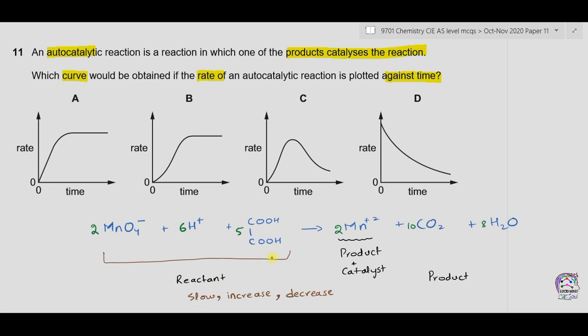So initially the rate of reaction will be slow as no catalyst is present. Then gradually the reaction rate will increase as more catalyst is being formed, and at last the reaction rate will decrease because the concentration of reactant decreases. So the only graph that can show this relation is C. The reaction rate is increasing, then it goes to a maximum and then starts to decrease with time.